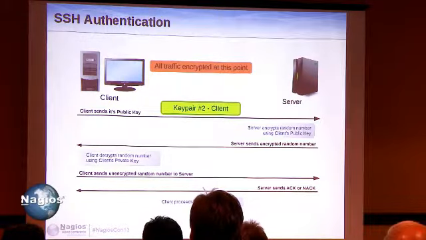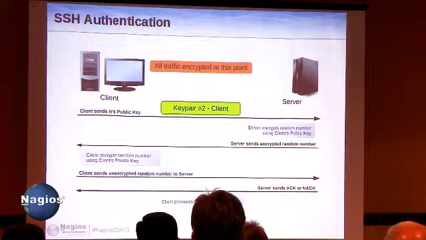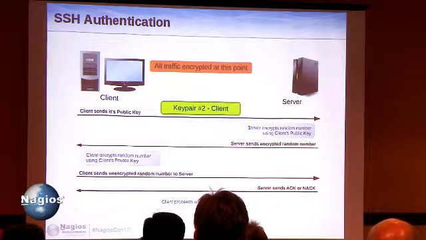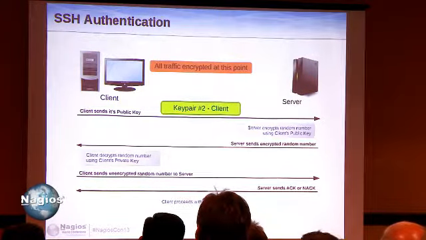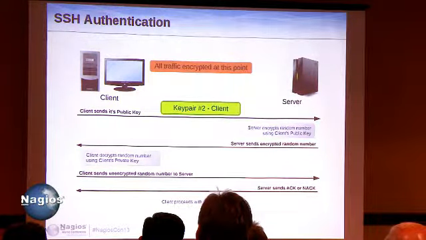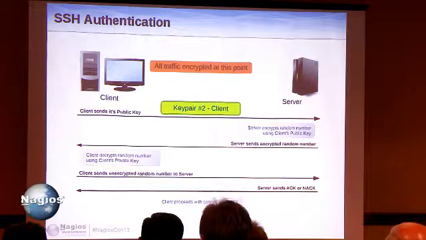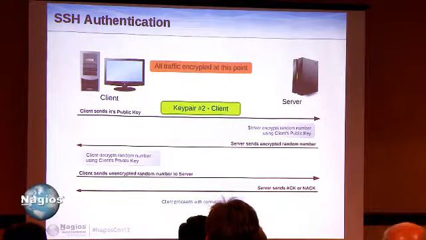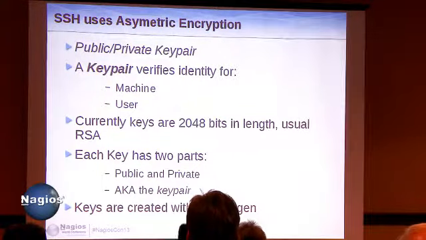The client sends its public key to the server. The server encrypts a random number using that public key, sends it back to the client. If it can be decrypted, the client sends its unencrypted random number to the server. If it matches, the server says, yes, I recognize you. Yes, that key pair is valid. And the connection proceeds. It sounds complicated, but it's really not. We don't ever see it.